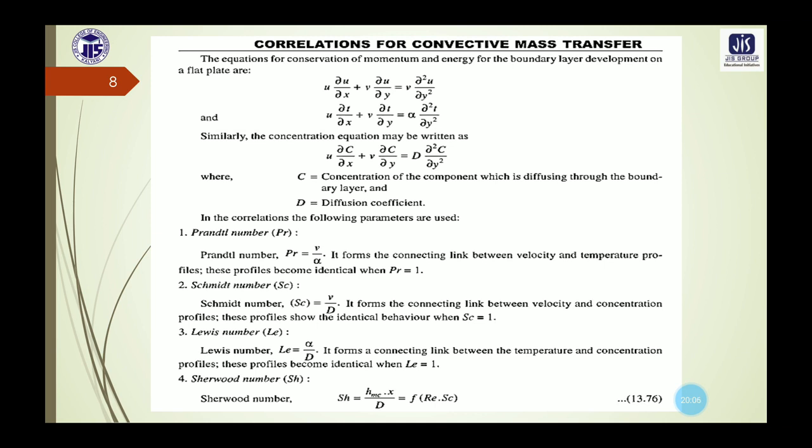And lastly we have the Sherwood number. The Sherwood number formula equals h_mc into x by D. This is a function of the Reynolds number and the Schmidt number. So these are the four different dimensionless terms we get in case of convective mass transfer, which are the Prandtl number, Schmidt number, Lewis number, and Sherwood number. The formulas of these four dimensionless terms are required to solve the numericals based on this convective mass transfer concept.